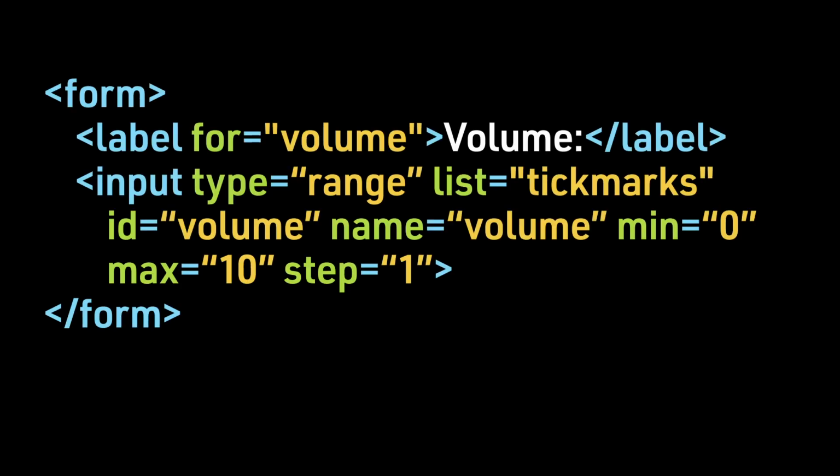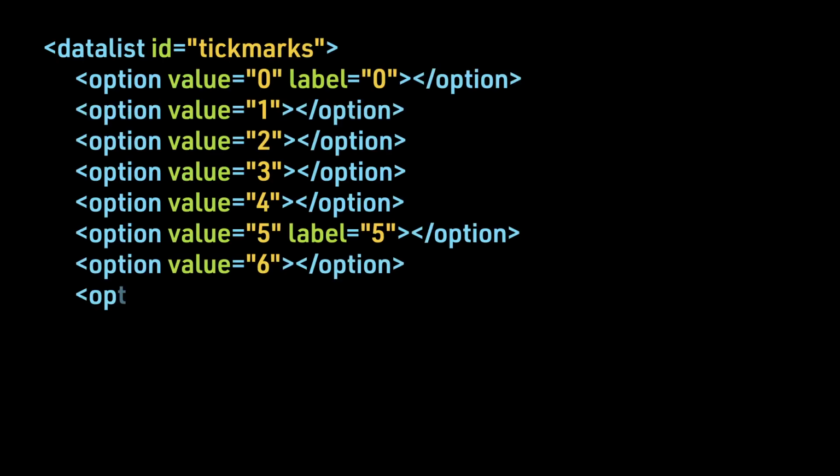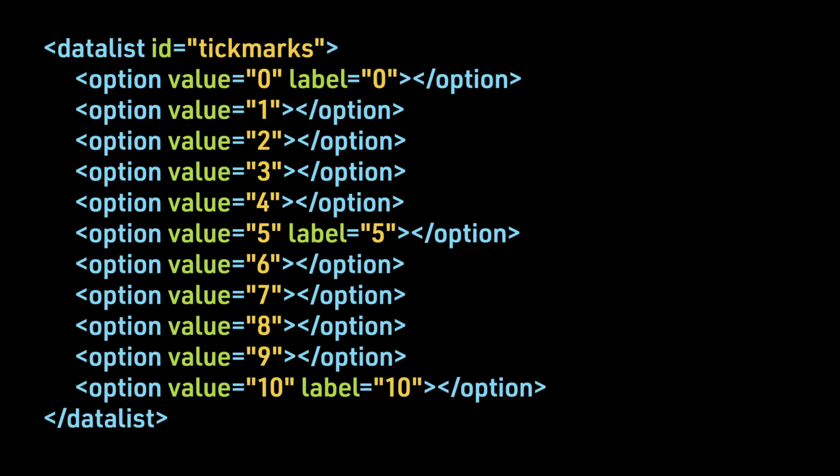To add hash marks, we add the list attribute to the input element and a datalist element with the value mirroring the value of the list attribute. Each hash mark is set by an option element where you set the value attribute to what the hash mark should equal. To add labels, we use the label attribute.